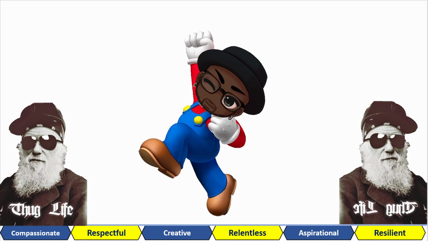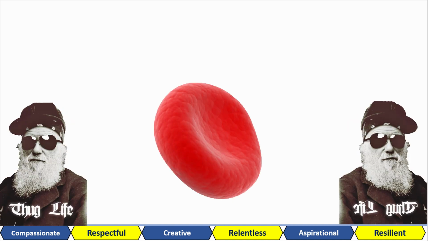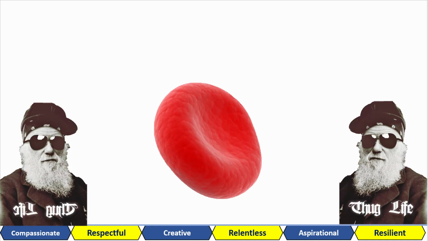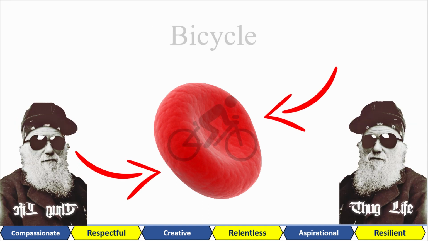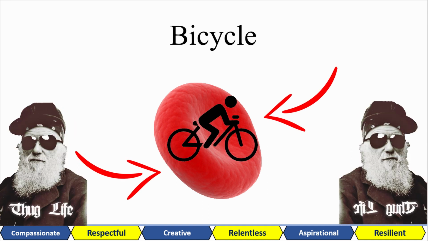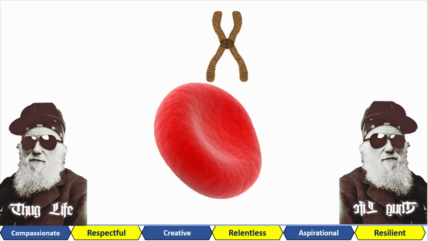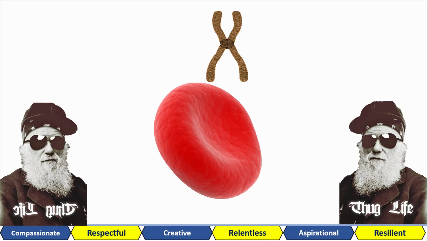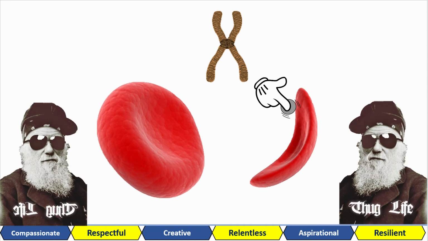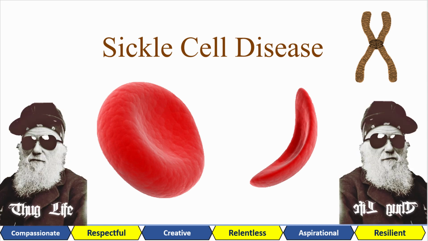I just have to. This is what your red blood cells normally look like. We call it a biconcave shape because it caves in on 2 sides, just like bicycle, 2 wheels. Bi means 2. Some individuals have a mutation that causes the red blood cells to look like this. They have a sickle-shaped red blood cell, hence the name sickle cell disease.